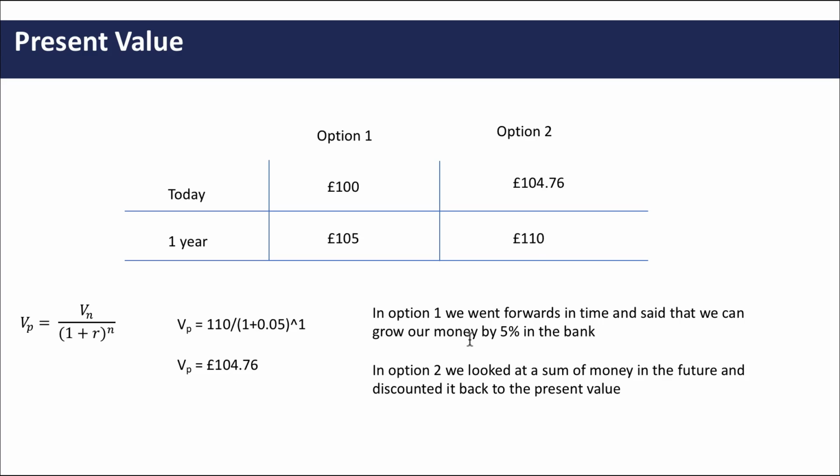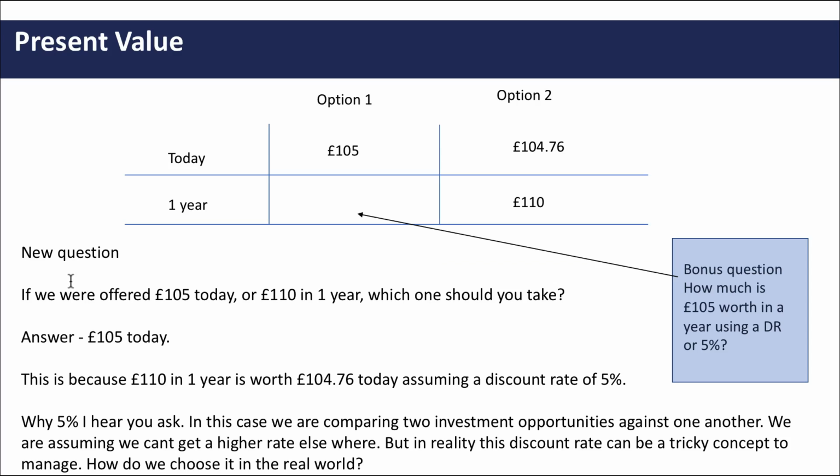So in option 1, we went forwards in time and said that we grow our money by 5% in the bank. In option 2, we looked at the sum of money in the future and we discounted it back to the present value. So that's what we did. New question. If we were offered £105 today or £110 in 1 year's time, which one should we take? Well, the answer is obviously £105 today, isn't it? Because we can grow that £105 to something larger in a year's time. Because £110 in 1 year is only worth £104.76 today, assuming a discount rate of 5%.